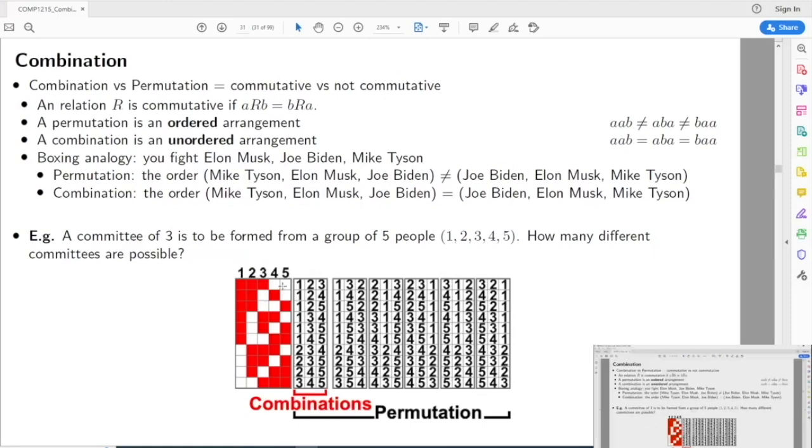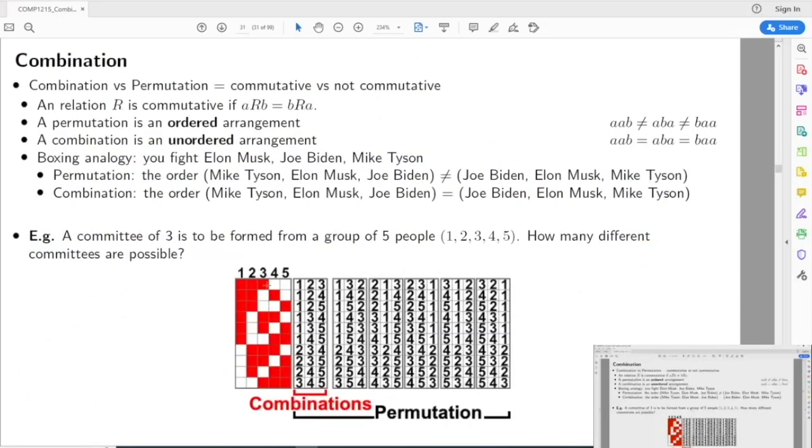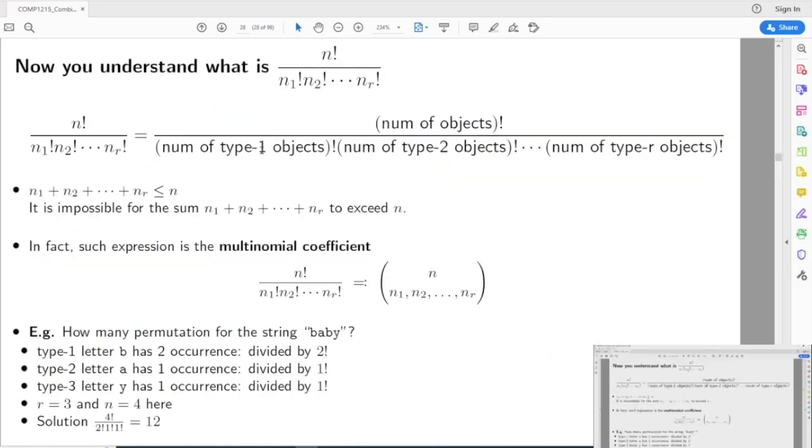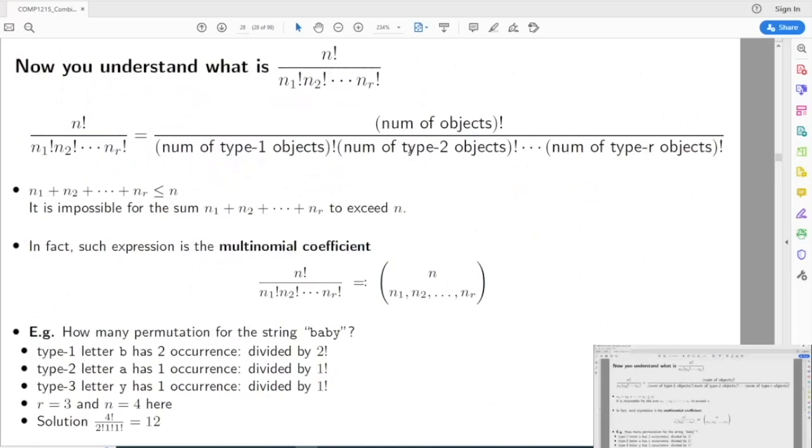Assume these 5 are different objects. How many permutations? 5 factorial. What about the thing in the bottom? I choose red boxes and white boxes. All the red boxes are the same red box. I don't care about their order. So how many ways can I permute the red boxes? I have 3 red boxes. So the number of type 1, that means the number of red boxes, is 3. 3 factorial. The white box is the second type. So how many of them? 2. 2 factorial. So 5 factorial divided by 3 factorial divided by 2 factorial.